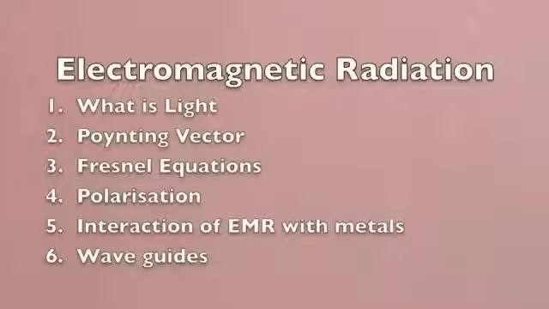Hello, today we're continuing with our series on electromagnetic radiation, looking at the Poynting vector. This series has videos on what is light, the Poynting vector, Fresnel equations, polarization, the interaction of electromagnetic waves on metals, and waveguides. The Poynting vector is a measure of intensity of electromagnetic radiation. Electric and magnetic fields have energy. Electromagnetic radiation has electric and magnetic fields, and therefore it has energy.